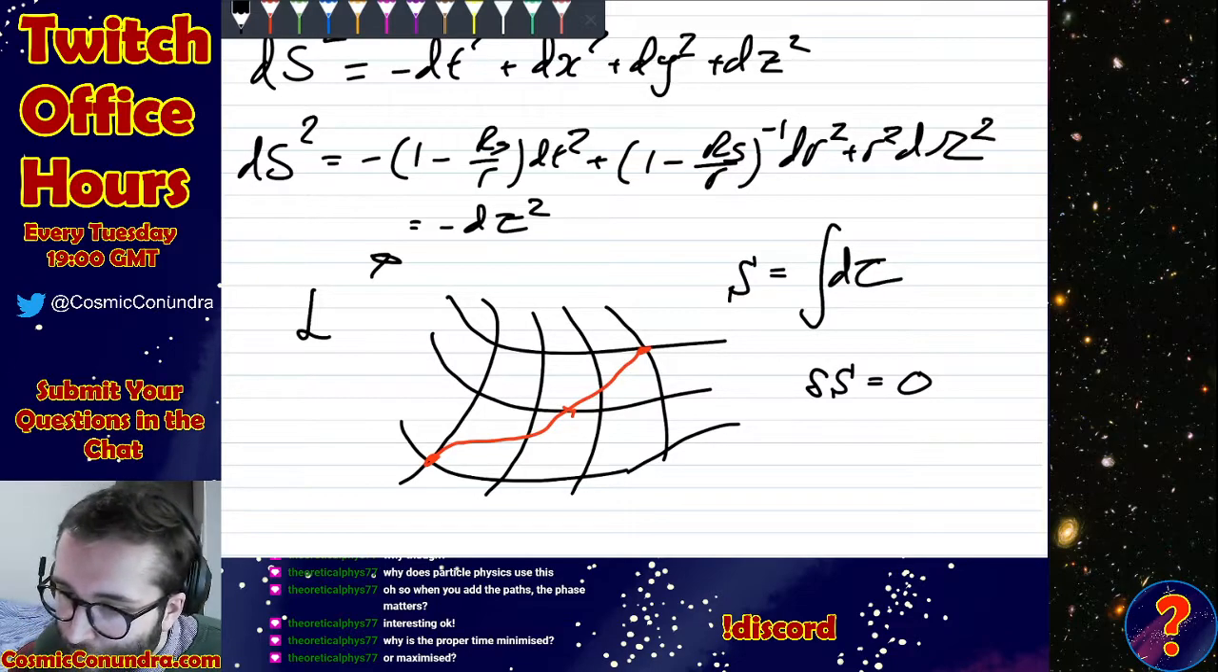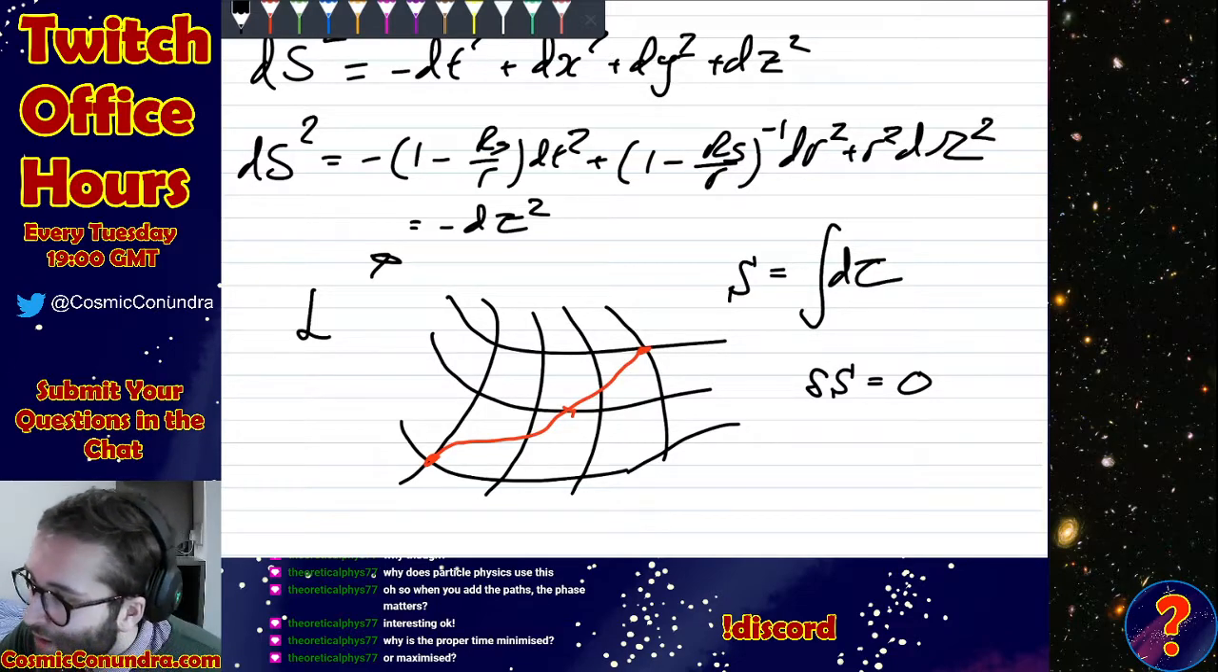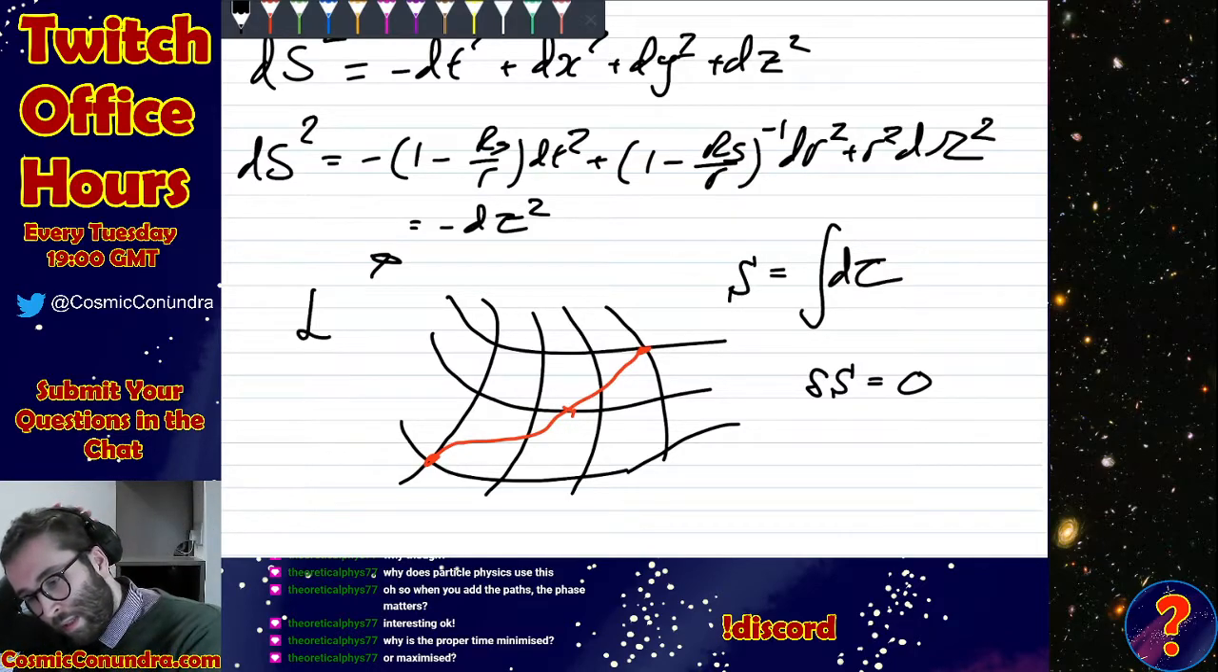Why is proper time minimized or maximized? Physically, why it happens. I'm not sure.